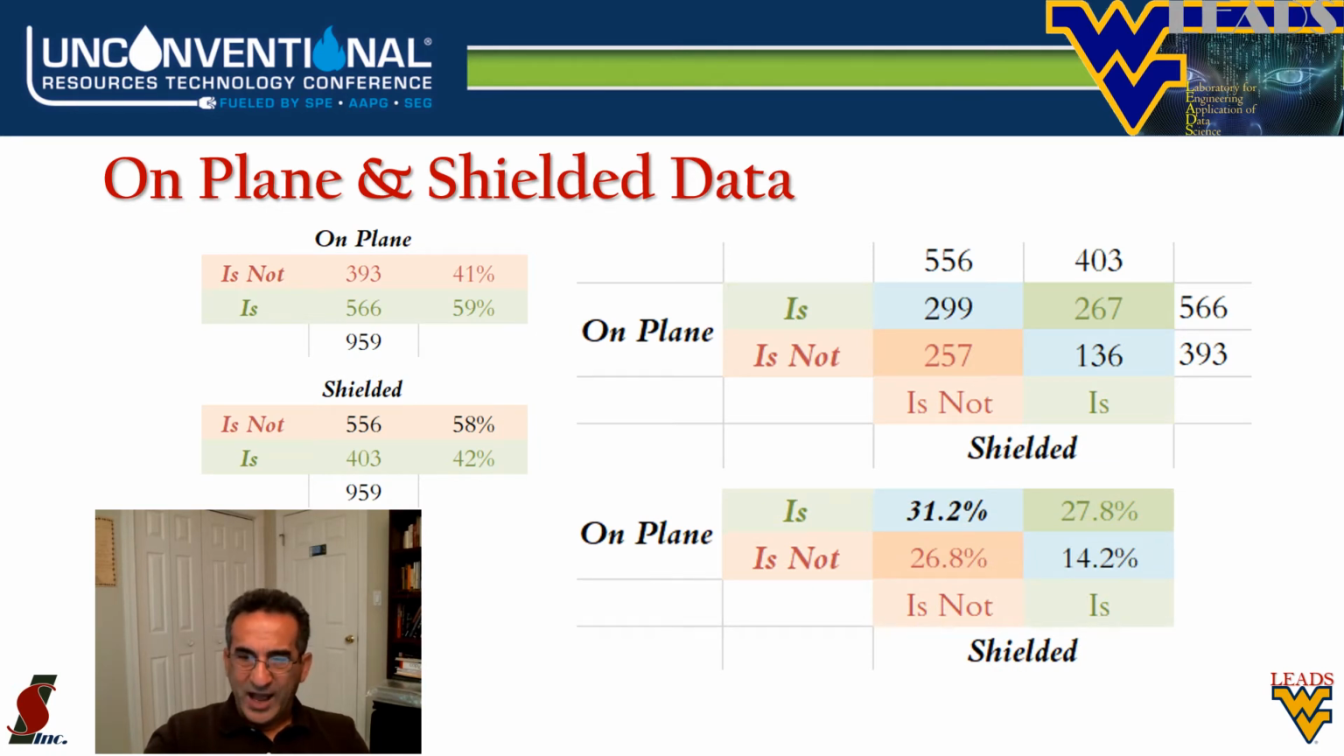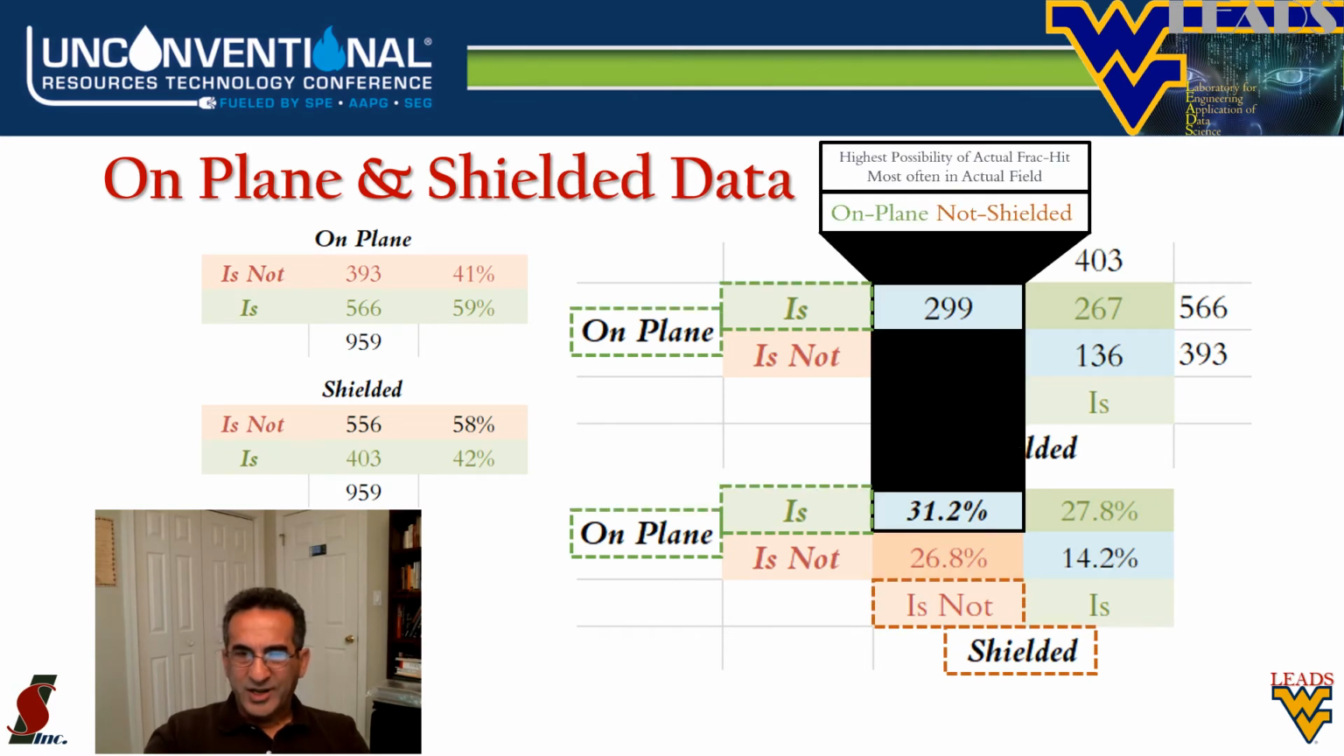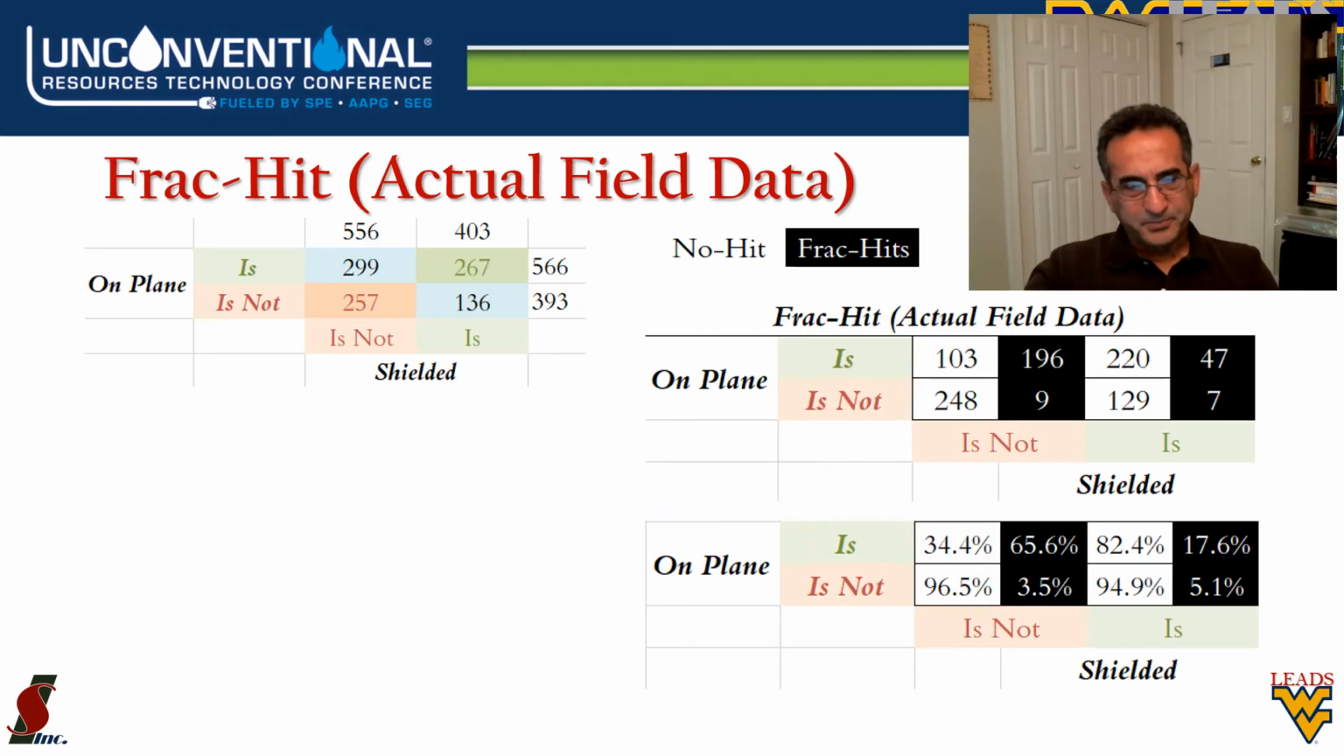So in the data that we have, about 31% of it is on plane, but it's not shielded. This is what happens most of the time. And here's the rest. So actually you can see that the highest possibility of actual frag hit is when you're on plane, but you're not shielded. And that is what happens mostly, and it's the toughest part that we're dealing with.